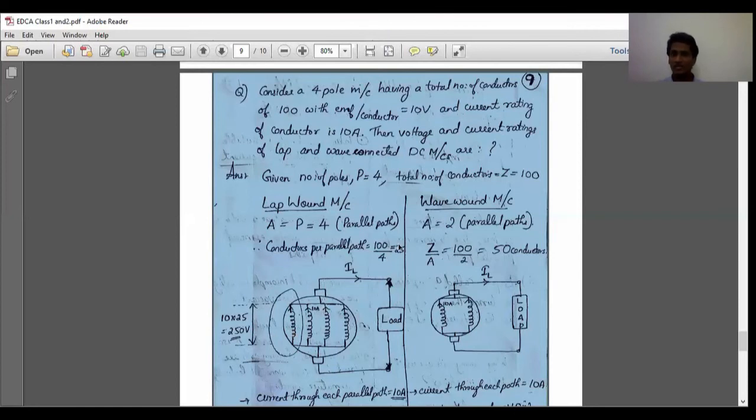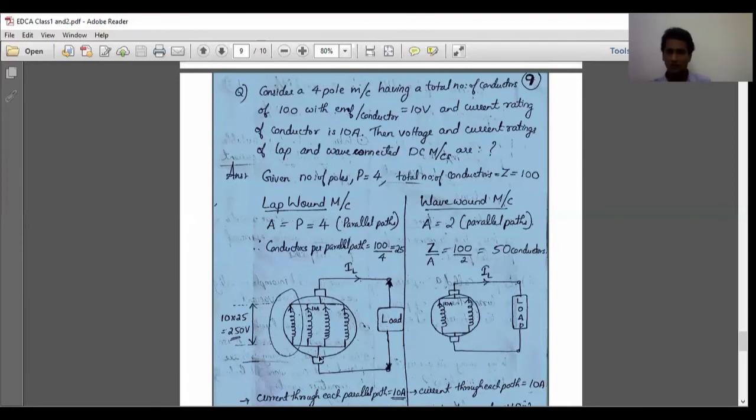Here there are 25 conductors per parallel path, and each conductor will induce 10 volt, so the total voltage will be 250 volt, and this 250 volt will be available for every branch. It doesn't mean that you need to calculate the total voltage as 250 into 4, that is 1000. That is wrong, because the voltage across every parallel path is the same, and that is 250 volt. Clear? Then this 250 volt is obtained across the load also, since we are neglecting all other voltage drops.